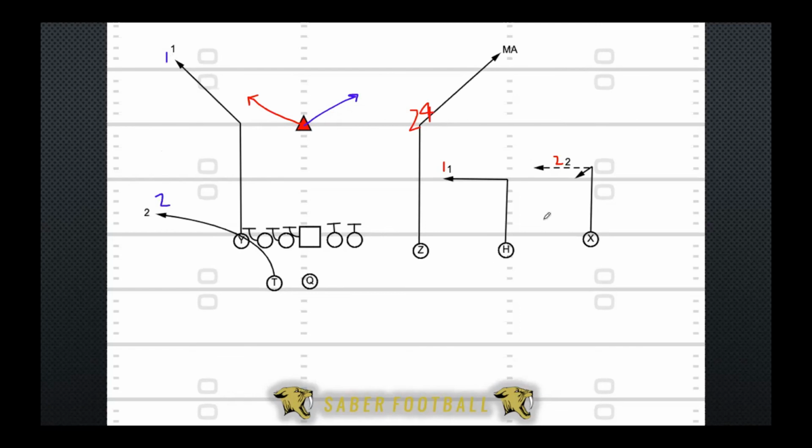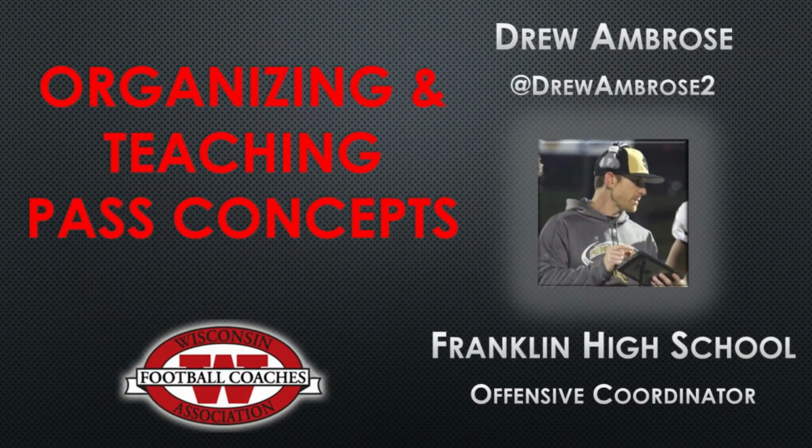So this process does not change, again, no matter what the concept is. We could have our levels concept. We could have stick. We could have snag. We could have slot fade. Any of those things tagged over here. On this side, it could be our corner flat. It could be slant flat. It could be post wheel. It doesn't make a difference. The process does not change at all, no matter what. So that's our passing game in a nutshell.